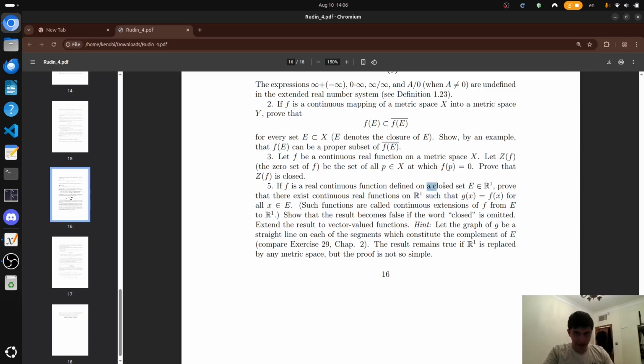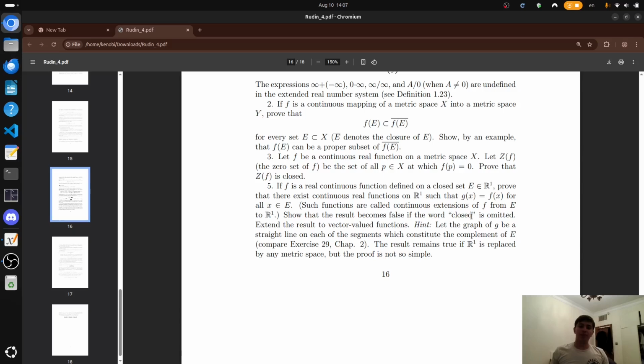And we know that the set is closed. To prove this, if it is closed and it's continuous, then you can just start from those closed points and add lines, and you're going to get another continuous function, which is g of x. But notice, if it's not closed, it won't work.